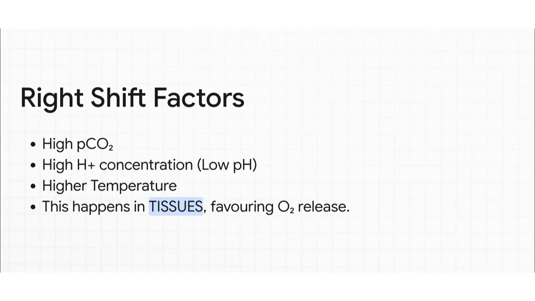The curve shifts to the right. But when? A right shift simply means that the bond between oxygen and hemoglobin is breaking, which is called dissociation. This happens when there's high PCO2, high H+ concentration, meaning low pH, and a higher temperature. Now think, where do all these conditions exist in our body? In our hardworking, metabolically active tissues. It's the body's perfect way to make sure tissues get the oxygen they desperately need.